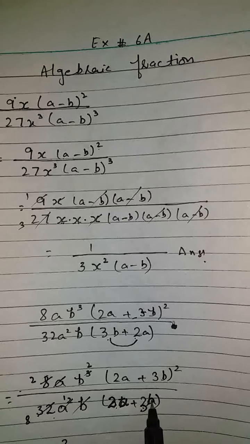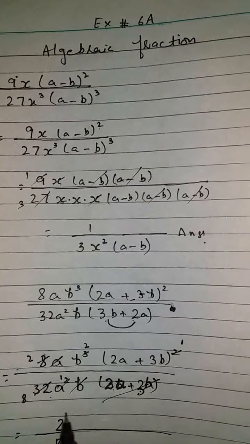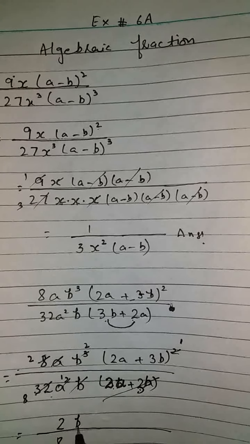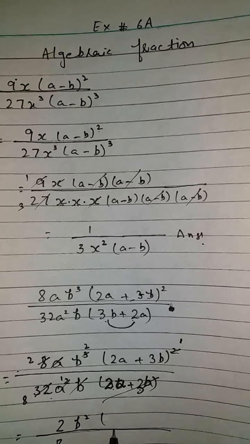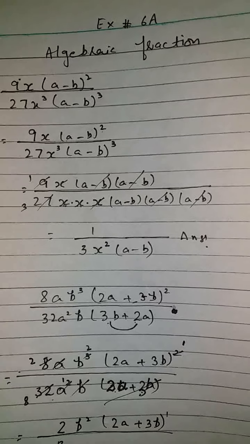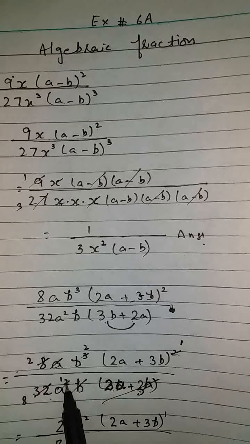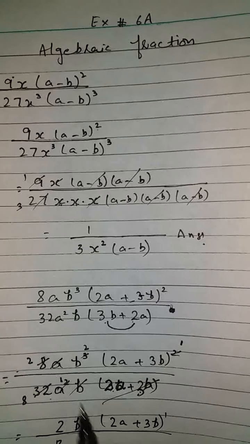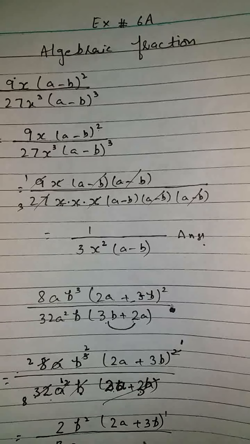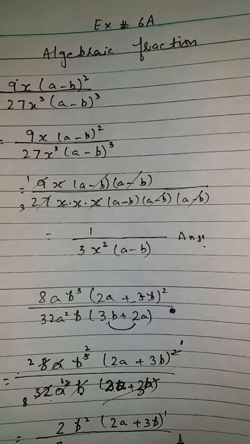Now these cancel. 2a + 3b cancels with this, and the remaining power is 1. The answer: a is cancelled and the remaining power of b is 2, b², and the remaining power of 2a + 3b is 1. After cancellation the remaining power is 1 a, there is no remaining power of b, and this also cancels wholly. This is your answer.